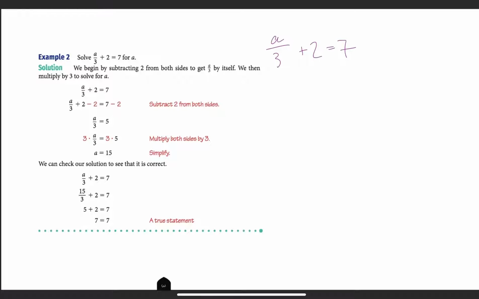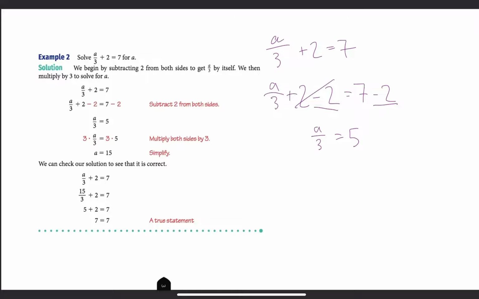So let's apply the subtraction property of equality here. So I could say A over 3 plus 2 minus 2 equals 7 minus 2. So I took 2 away from both sides. Well, plus 2 minus 2 makes 0. So they cancel each other out. So now I've got A over 3 on this left side. These blew each other up. 7 minus 2 is 5.